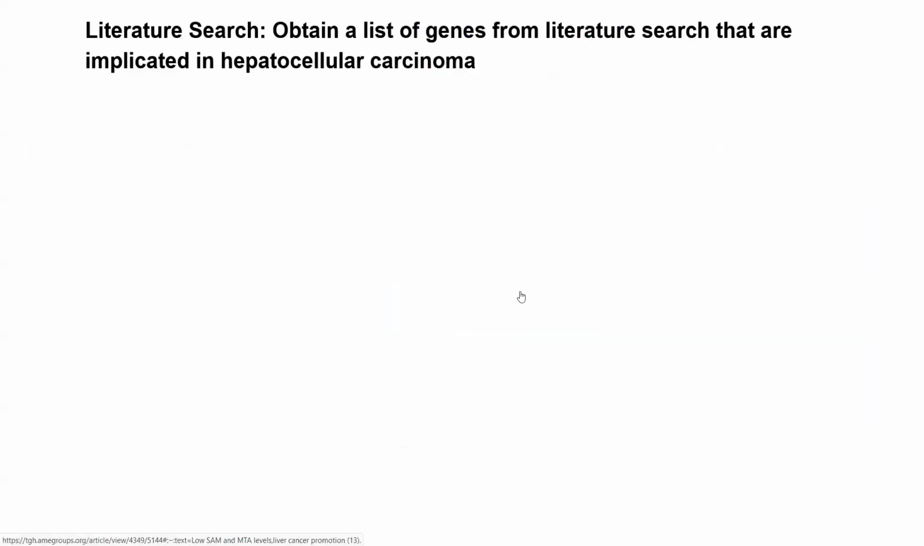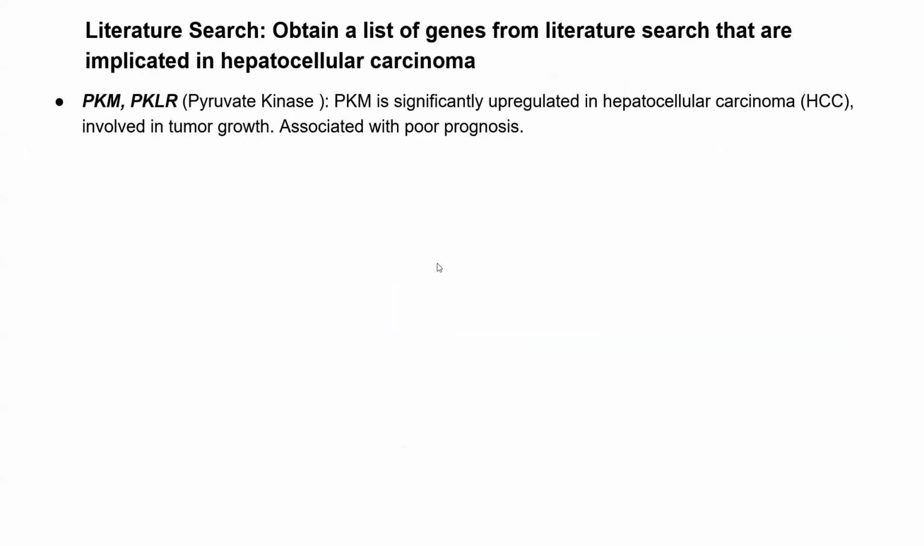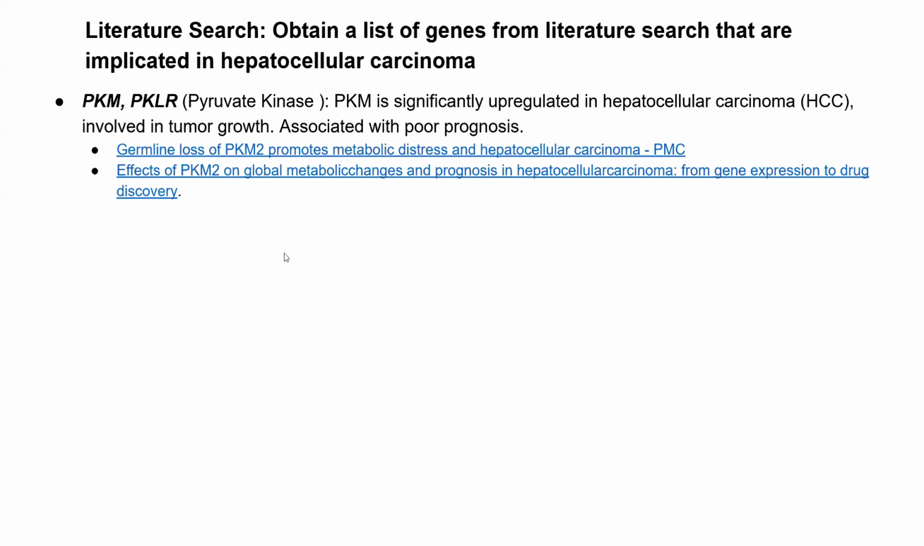So from the literature search, one can get a list of genes that are implicated in hepatocellular carcinoma. So for example, in this case, we found 4 genes, and of course, there can be many other genes which might be relevant. The first is pyruvate kinase, which is significantly upregulated in hepatocellular carcinoma. It's involved in tumor growth, and it's associated with poor prognosis of the disease. And these are the papers which highlight this finding.